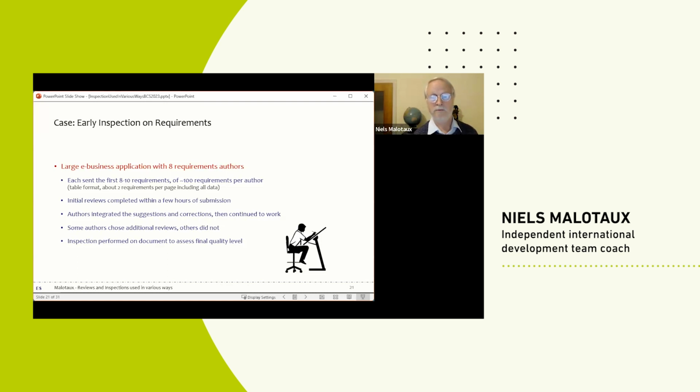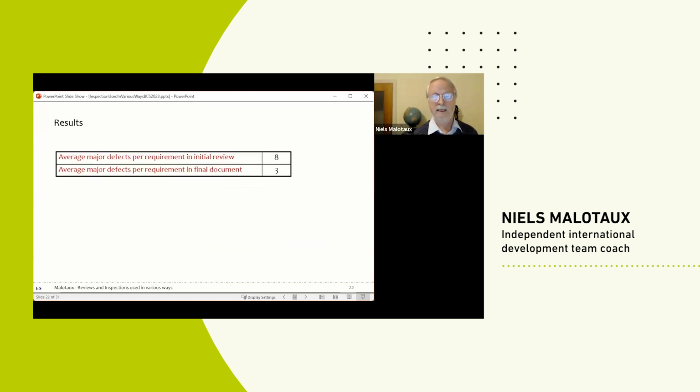What was the result? At the first sample, they found on average 8 major defects per requirement. 8 people, 8 to 10 requirements in review, so about 80 requirements, on average 8 major defects per requirement in the initial review.